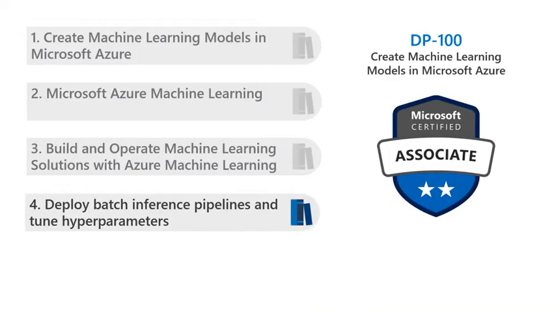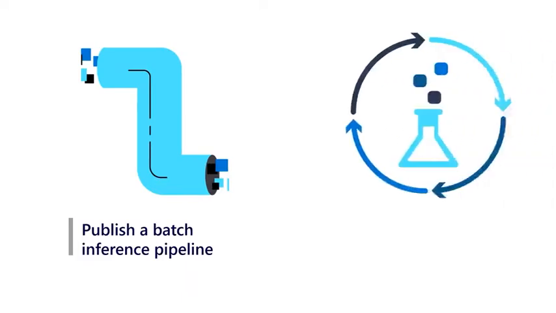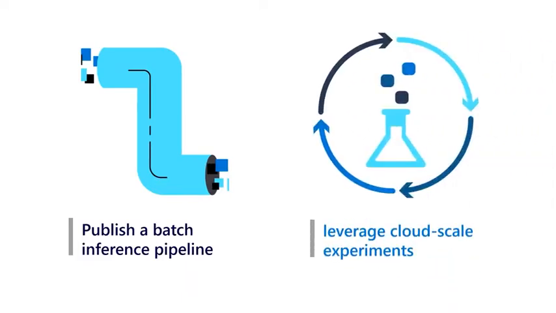Next, you will learn how to deploy batch inference pipelines and tune hyperparameters with Azure Machine Learning. Machine learning models are often used to generate predictions from large numbers of observations in a batch process. In this module, you will accomplish this using Azure Machine Learning to publish a batch inference pipeline. You will also leverage cloud-scale experiments to choose optimal hyperparameter values for model training.